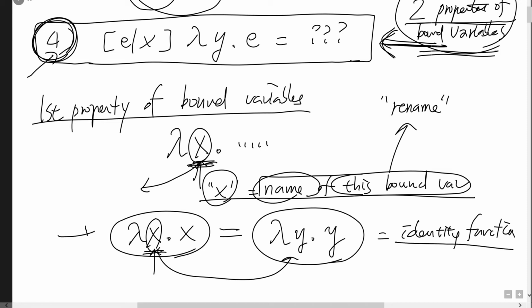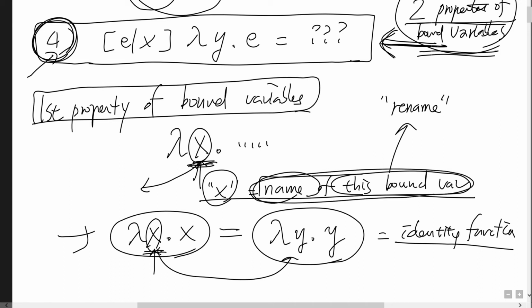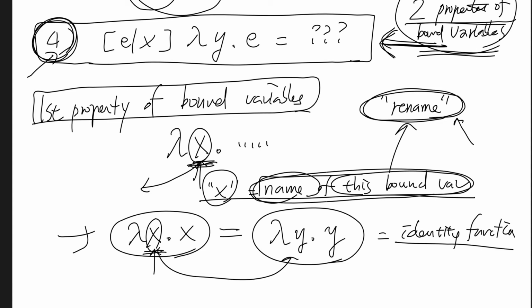And this makes sense because of the first property of bounded variables. The name of this particular bounded variable doesn't matter. And as a result, if you want, you may rename it. Later, we will see how to rename these bounded variables because we have to be very careful when we rename them in order not to destroy the intended meaning of the given expression. But for now, let's just assume that we can easily rename bounded variables if we don't like this particular name.